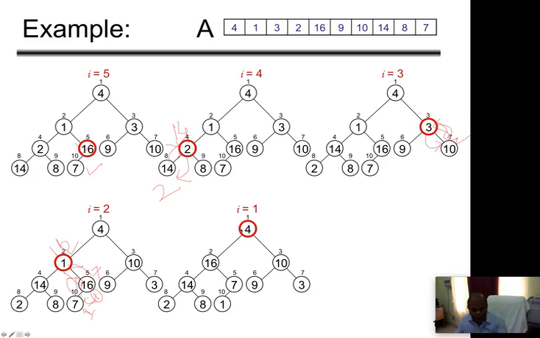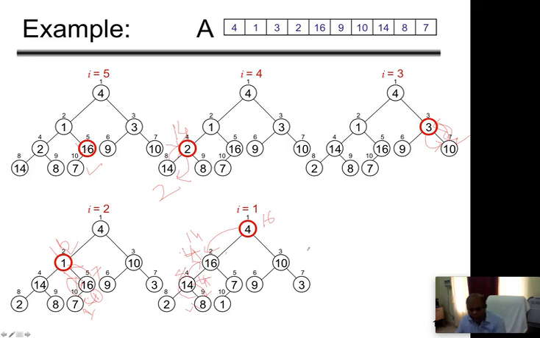Now i will be 1, and once i is 1, you have to heapify this. That means 16 will go here. Now here it is 4, but between 4, 14 and 7, which one is bigger? 4 is not satisfying the heap property. Again, 14 will go here and 4 will go here. Instead of 4, you have to write 14 here. Now 4 and 8: 8 will go here and 4 will go here.